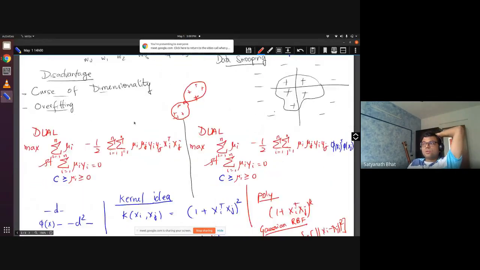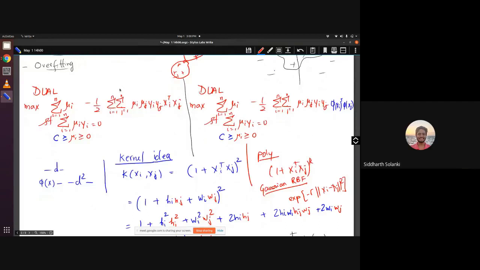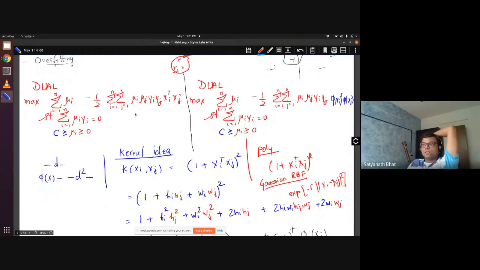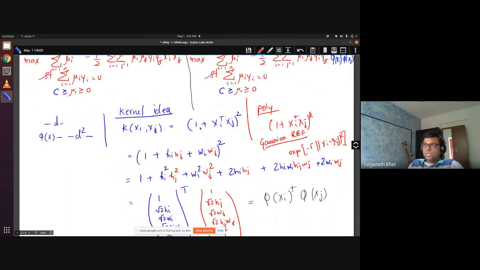Okay, now coming to the kernel idea, what Siddharth was asking. Siddharth, you understood the problem, right? The dimensions will increase. Now the solution. Suppose there is a function k of xi xj which is doing this. Siddharth, how long does it take to compute this? Is this hard to compute? The cost of computing this is almost the same as the cost of computing xi transpose xj, right?